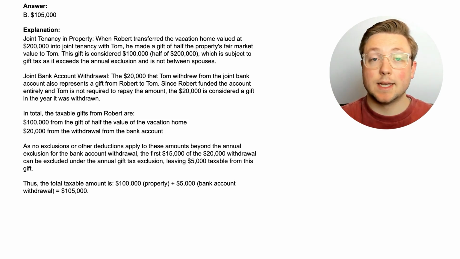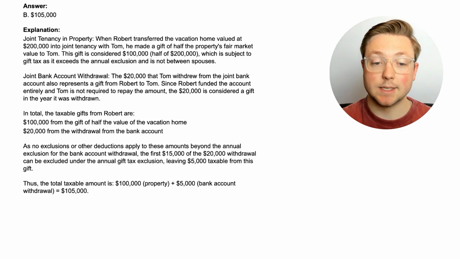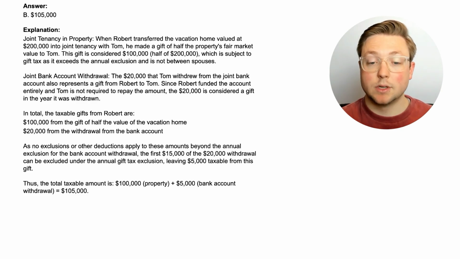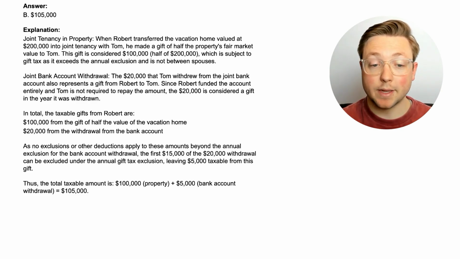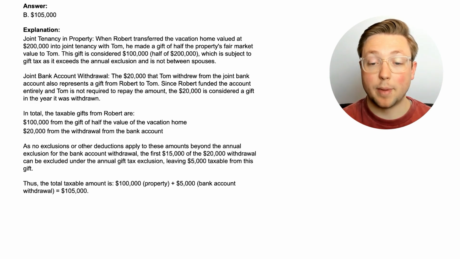So when it comes to joint tenancy in property, this is how it works. When Robert transferred the vacation home valued at $200,000 into joint tenancy, or basically they both own it, he made a gift of half the property's value to Tom. The gift is considered $100,000, half of the $200,000, which is subject to gift tax as it exceeds the annual exclusion and is not between spouses. And then as far as the joint bank account, the $20,000 that Tom withdrew from the joint bank account also represents a gift from Robert to Tom. Since Robert funded the account entirely and Tom is not required to repay the amount, the $20,000 is considered a gift in the year it was withdrawn.